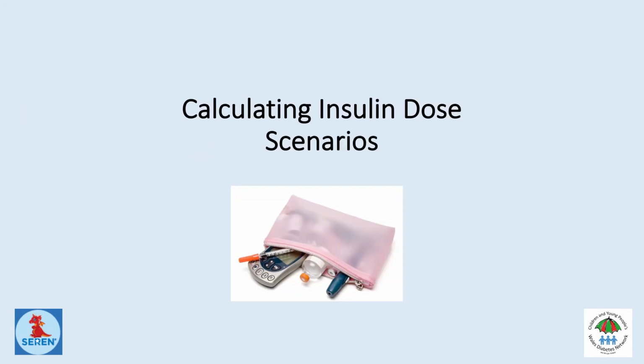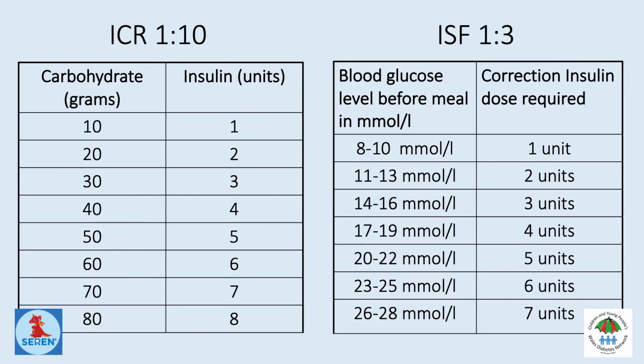Calculating insulin dose scenarios. Using the insulin to carbohydrate ratio of 1 unit to 10 grams of carbohydrates and the insulin sensitivity factor of 1 unit to reduce the blood glucose levels by 3 millimoles per litre, calculate the amount of insulin needed for each scenario.